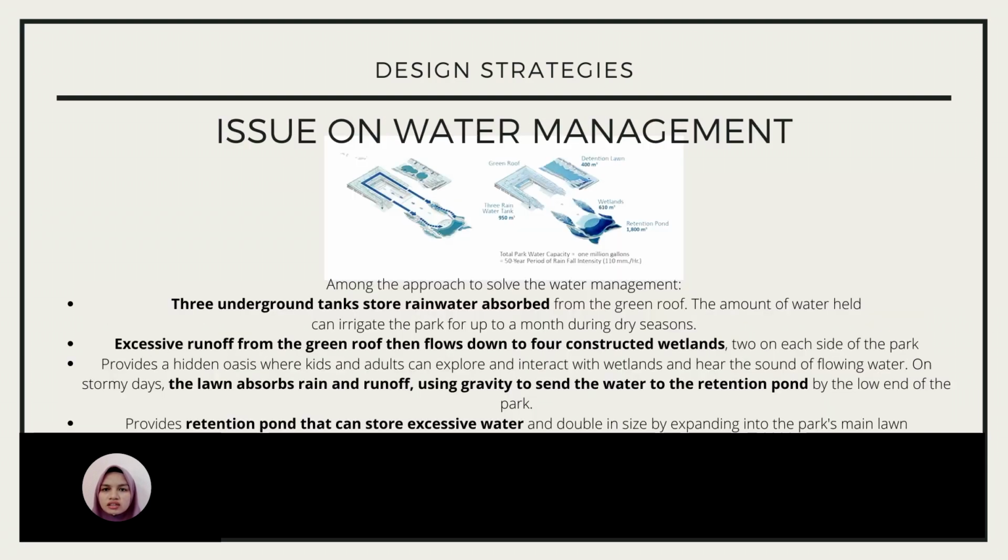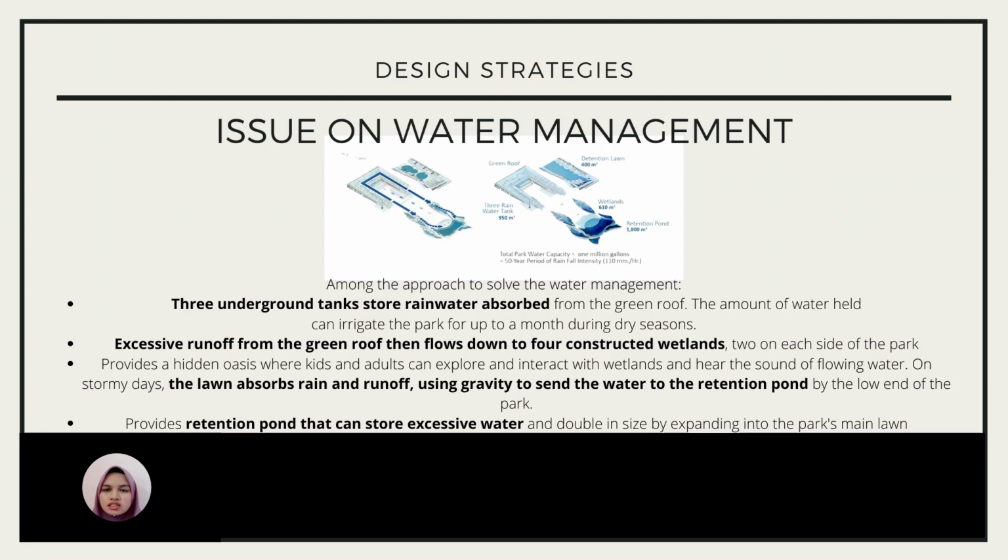The last issue that arises in this park is regarding water management. Three underground tanks are used to store rainwater absorbed from the green roof. The amount of water held can irrigate the park for up to a month during dry seasons. The excess runoff from the green roof then flows down to 4 constructed wetlands, which are 2 on each side of the park. A series of cascading ponds slows down the runoff and increases water aeration, aided by native water plants that filter and clean the water.